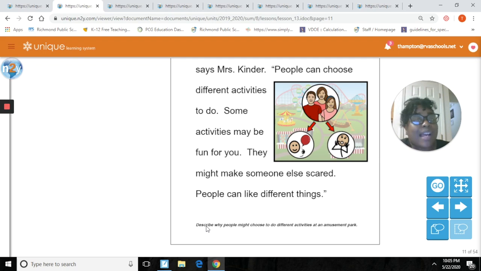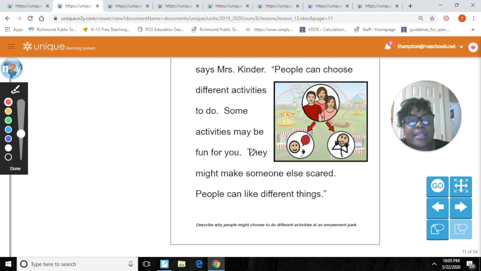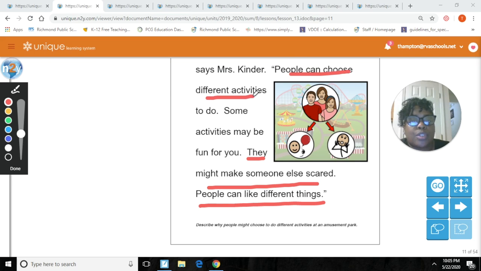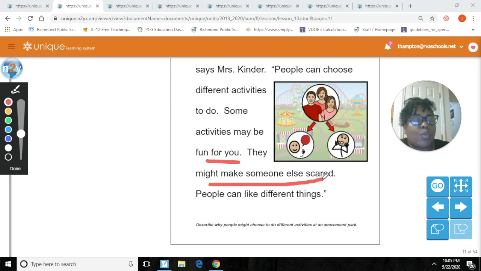So we know when we describe something, we tell how it looks, how it feels. We're making a description. And now it says, describe why people choose different things. Okay? So if we can see right here, it says they might make someone else scared. People like different things. So people can choose different activities to do. Some might be fun for you and some might make some other people scared. Okay? So you see that? So that's the answer right there to that statement at the bottom there.